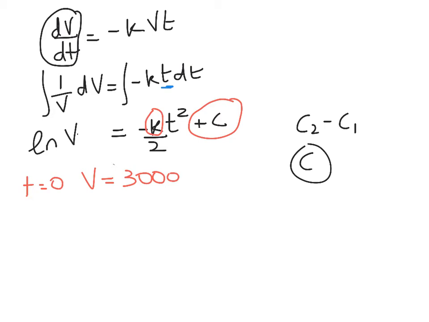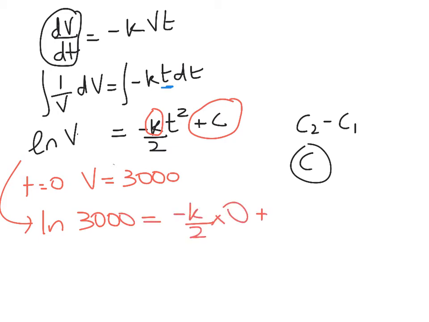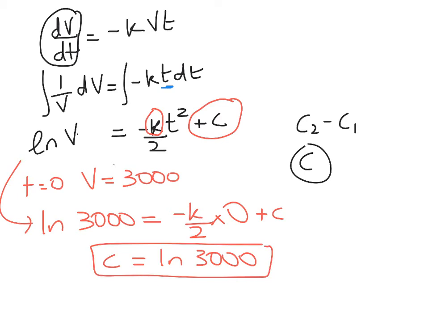So in here, we're going to have the log of 3000 is equal to negative k on 2 times 0 plus c. So that means that c is just the natural log of 3000. So that's my first one done.